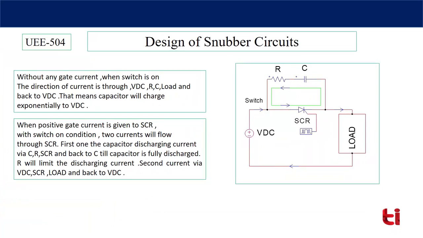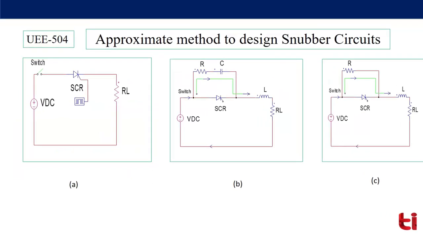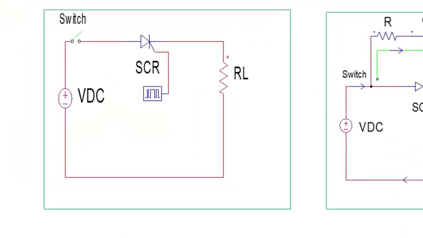Let's discuss in detail now. In circuit A, a switch is there along with VDC, SCR and load resistance. When gate pulse is given, then SCR will be subjected to two abnormal conditions, high dIdt and high dVdt.